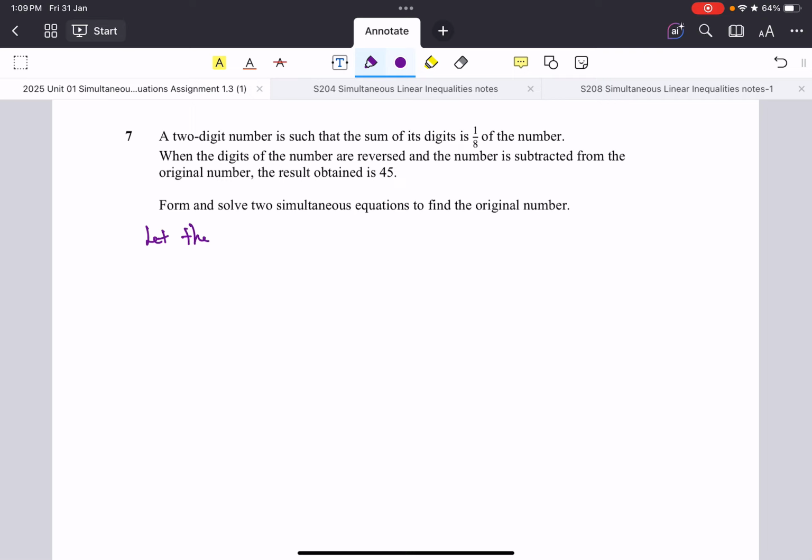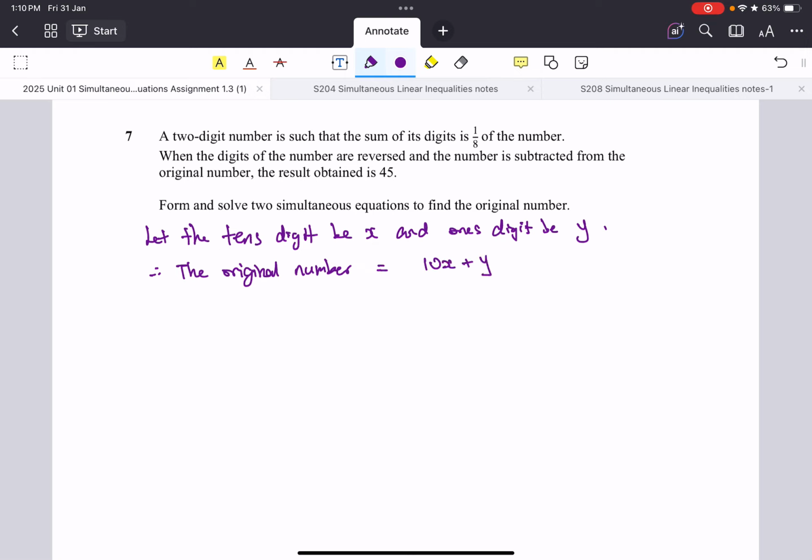Let the 10th digit be x, and 1's digit be y. So I'm going to start with that, right? So that means, therefore, the original number is going to be equals to 10 times x plus y. That's how the number system works. So we have the basics out. Now let's see what other information we have.